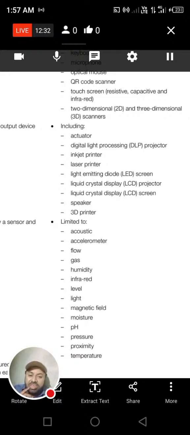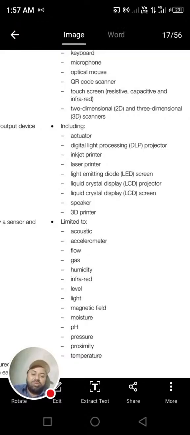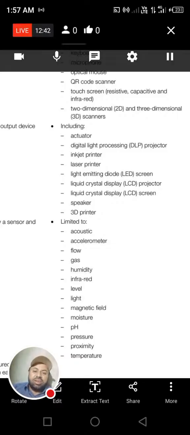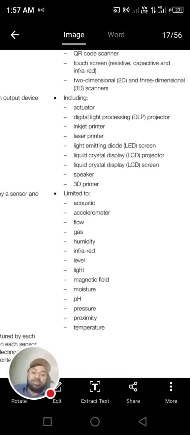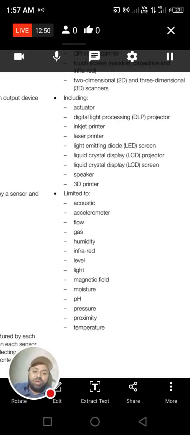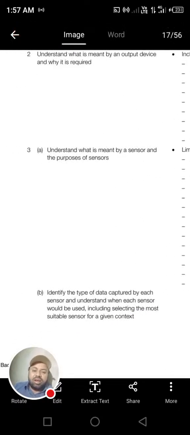LEDs, LCD (liquid crystal display) projectors, old LCD screens, speakers and 3D printers are all output devices. As we go through our syllabus, we will learn a lot about their purpose.